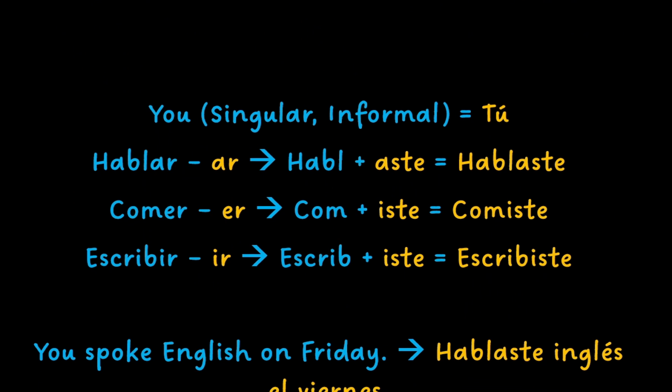You in Spanish when speaking to one person informally is tú. And to conjugate this, we drop the endings, and for hablar we add ASTE, and for comer and escribir we add ISTE. So hablar becomes hablaste, comer becomes comiste, and escribir becomes escribiste.